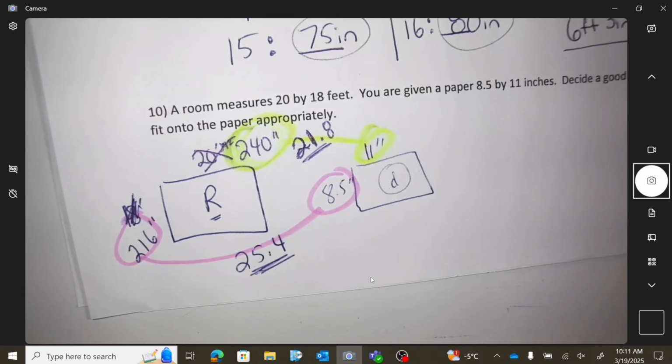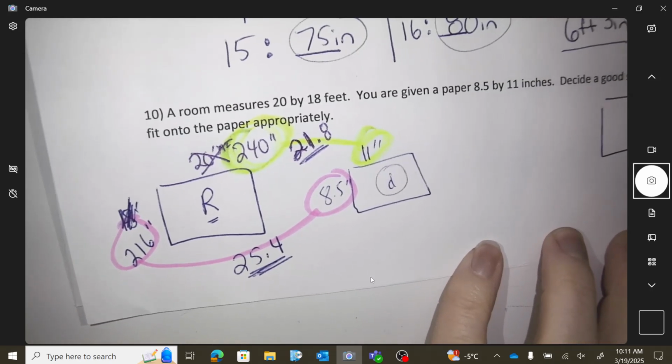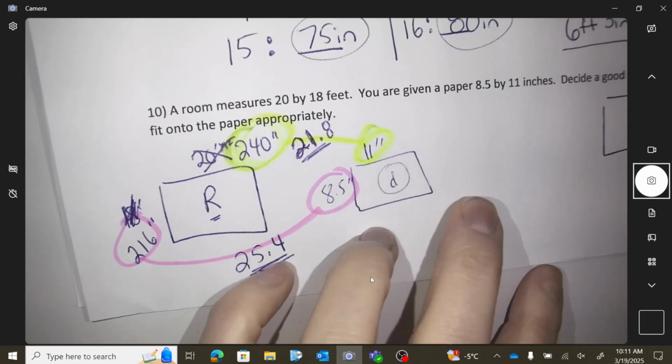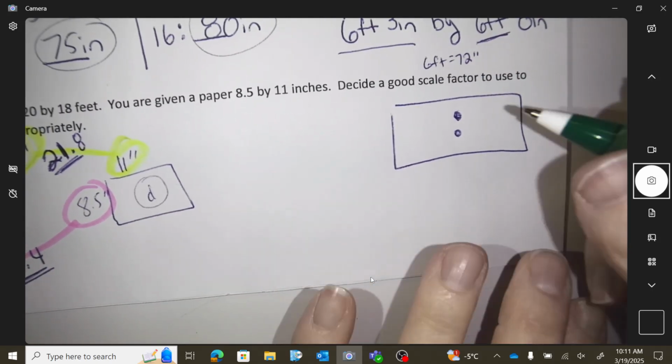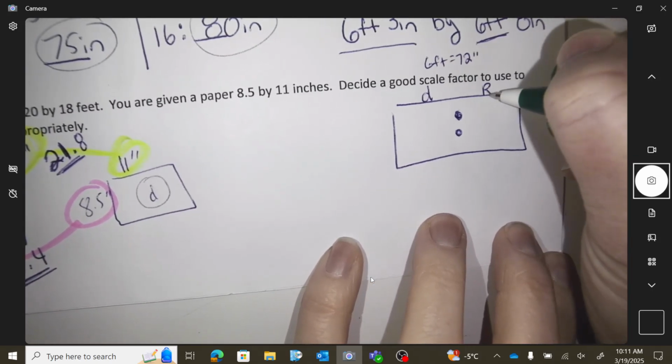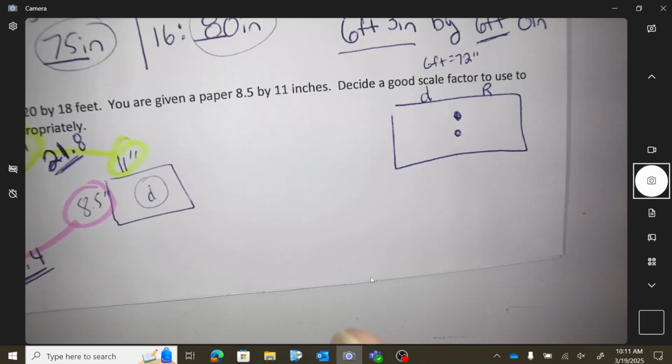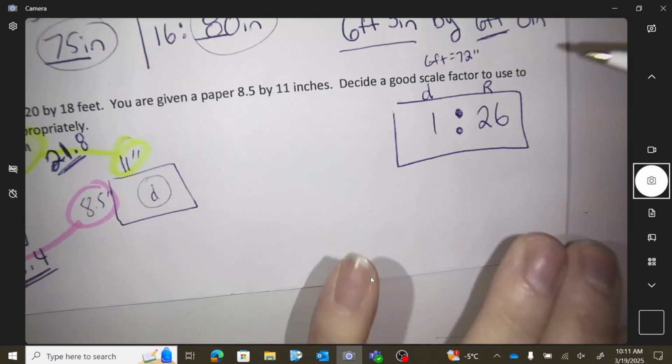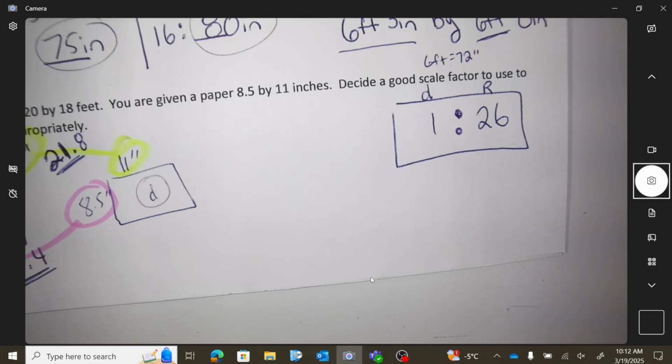26. That's a good number. 30, good number. Okay, so if you're picking 26, where would you put 1? Where would you put 26? Diagram to real life. Which thing is a bigger thing? Our diagram is bigger or our real life is bigger? Real life is bigger. So there's my scale. For every 1 inch on my paper, it's going to show me 26 inches in real life. So now I'm actually going to show you this bedroom on my paper.